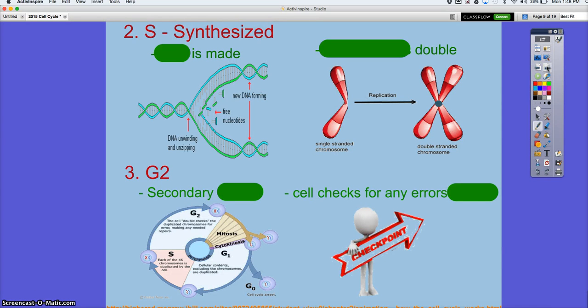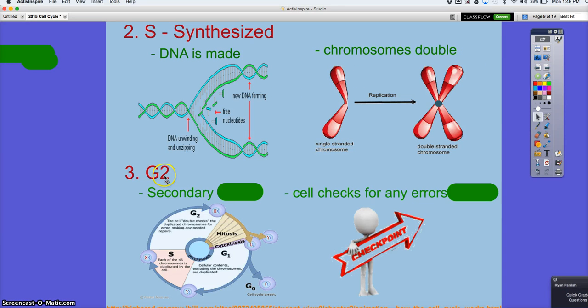Then you've got the second part of interphase, which is the S phase. And synthesis takes place of what? DNA and what's this? Chromosomes. So you've got new chromosomes and new DNA ready to be part of the new cell.